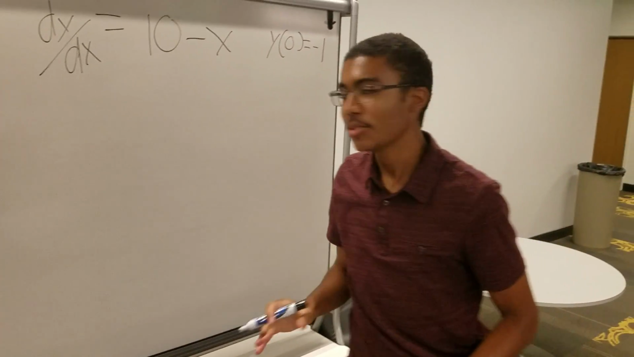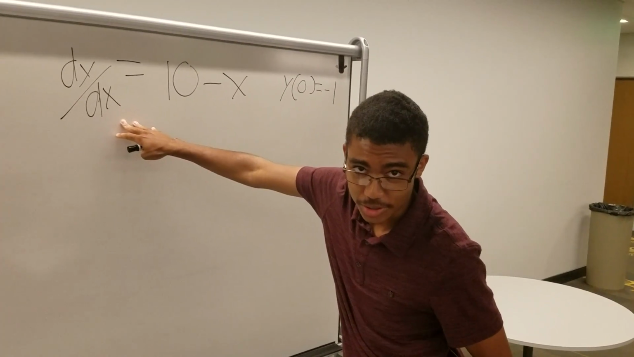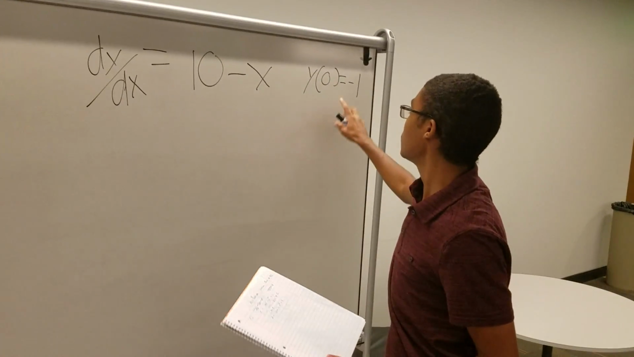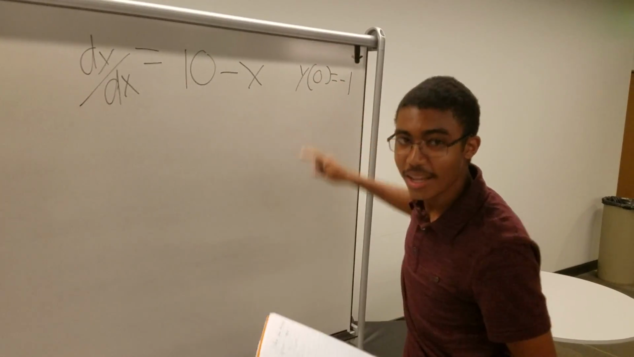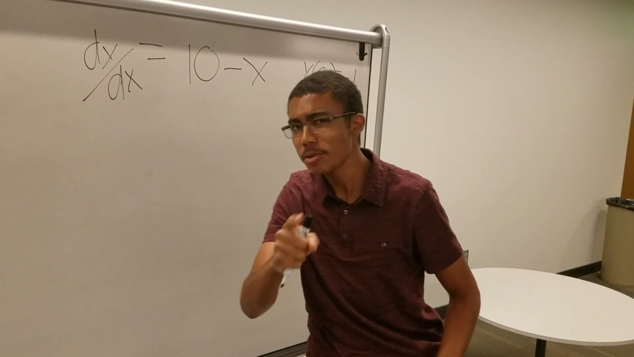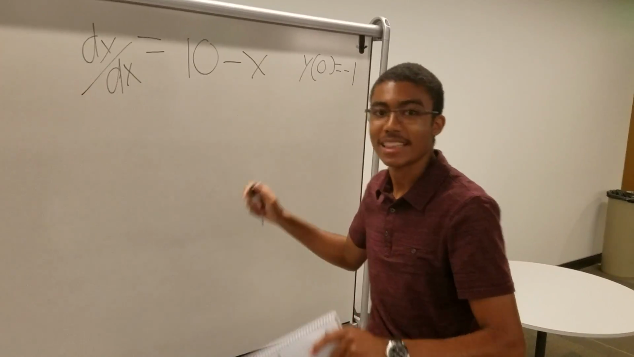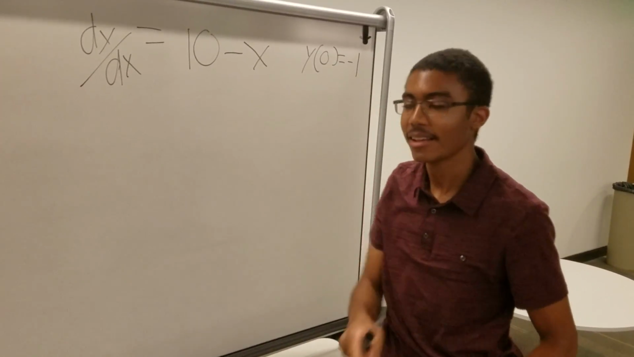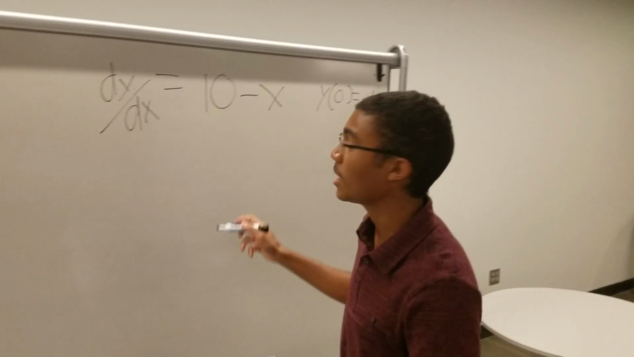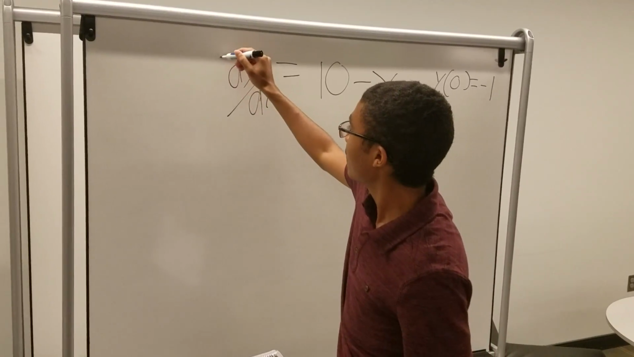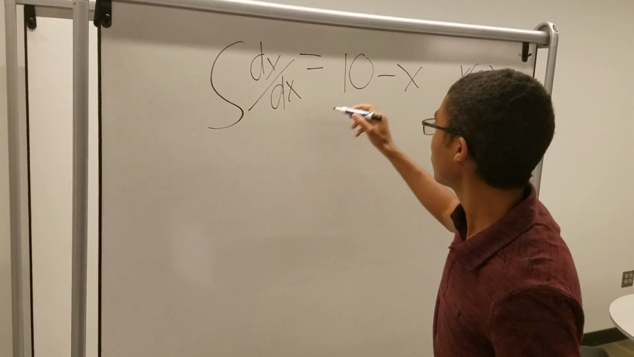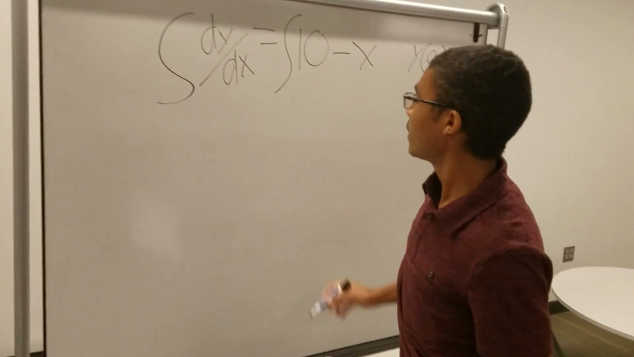Now, what they want us to do is take the integral of this function, and use this initial value information to find c. Because remember, whenever you take an indefinite integral, you have to add the plus c at the end. Never forget that. So first, you take the integral of both sides. So the integral is the symbol right there.